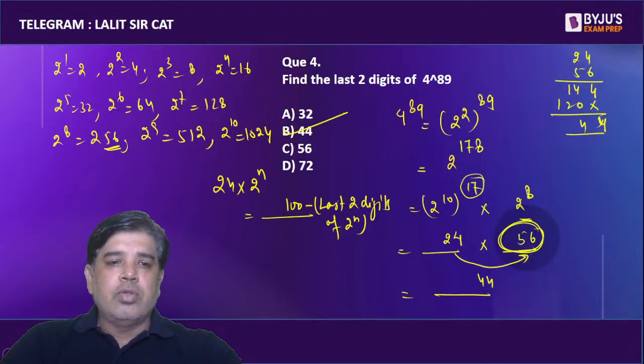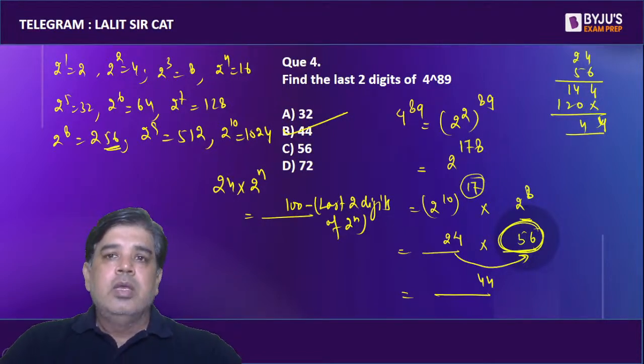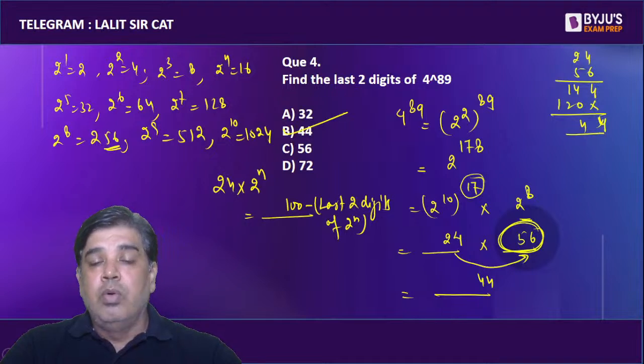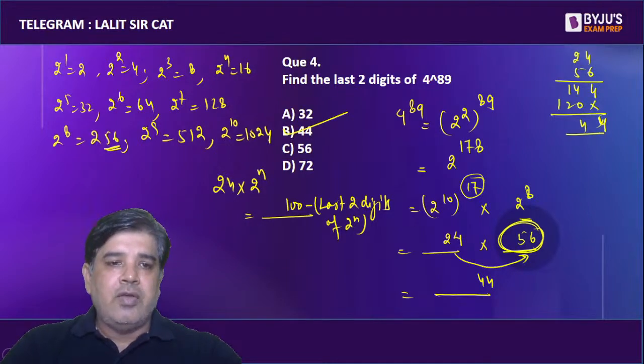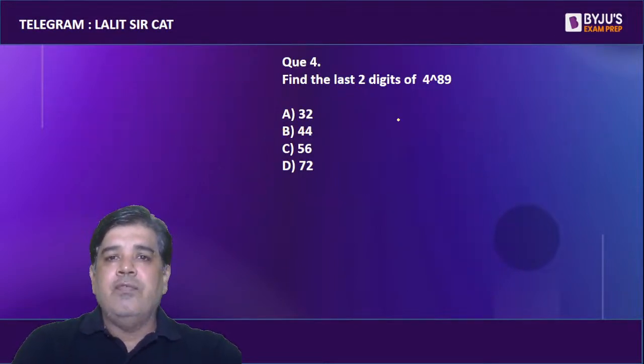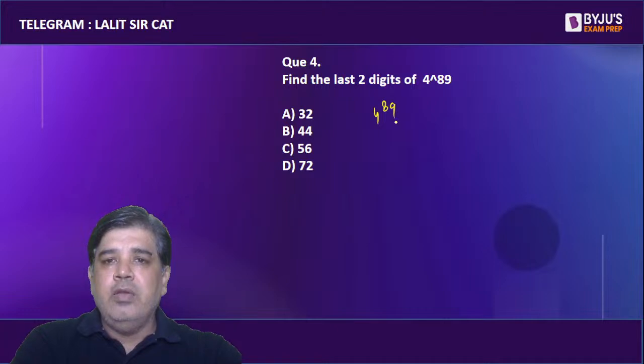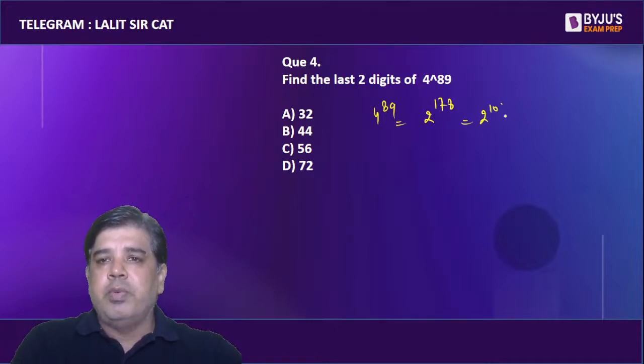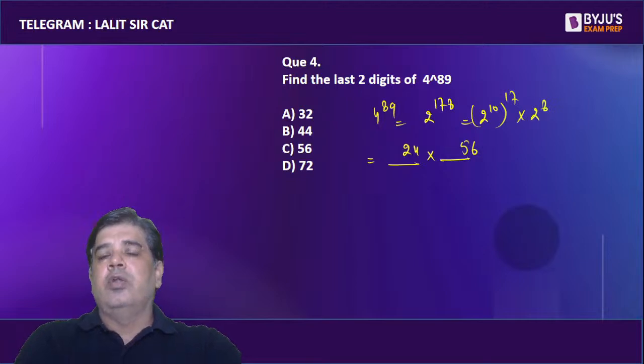So let me tell you this question once again, right? We have introduced some more rules here. So let's start from the beginning. Here we have 4 raised to power 89, which is actually 2 raised to power 178, which is 2 raised to power 10 raised to power 17 into 2 raised to power 8. So this becomes 24 and 2 raised to power 8 is 256.